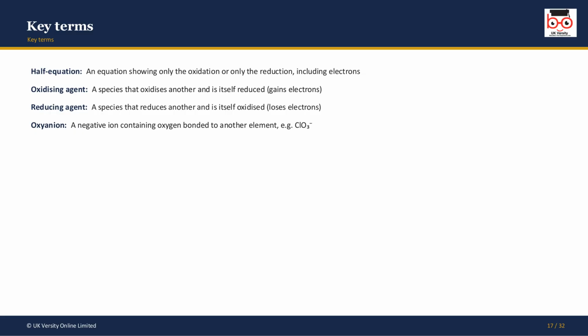A few more terms. A half equation shows only the oxidation or only the reduction, including the electrons. An oxidizing agent is a species that oxidizes another and is itself reduced, gaining electrons. A reducing agent is one that reduces another and is itself oxidized, losing electrons. And an oxyanion is a negative ion containing oxygen bonded to another element, such as the chlorate ion.